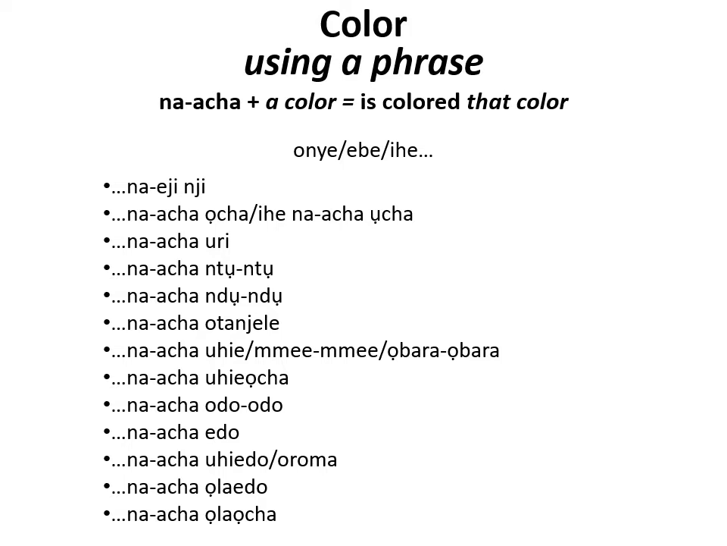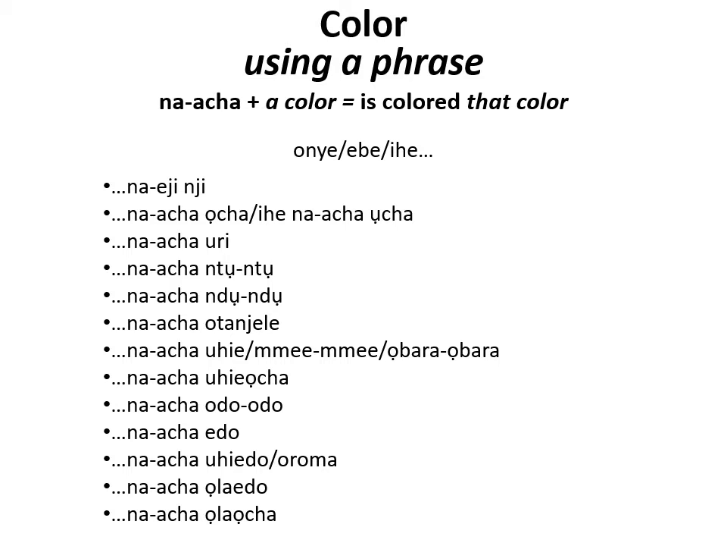For dark and light, we don't actually say na cha. You don't say na choji. It's more common that you would say ne jinji. So this one is like an outlier in this type of phrase arrangement. So you say onye ne jinji, somebody that is dark, or somebody that is colored dark, or somebody that is colored black, or something that's colored black, or somewhere that's colored black.